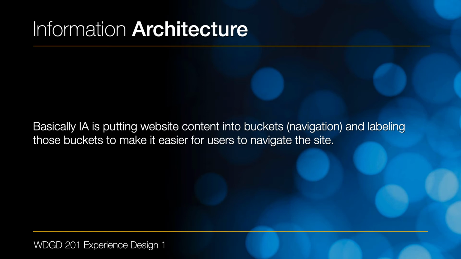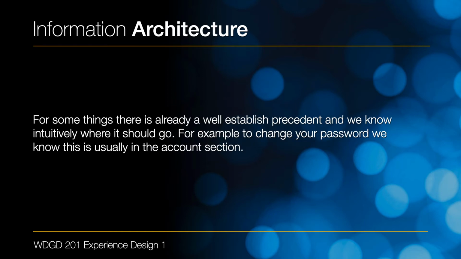So basically, IA is putting website content into buckets, which are navigation, and labeling those buckets to make it easier for users to navigate the site. For some things there's already a well-established precedent, and we know intuitively where it should go. For example, change your password. We know this usually is in the account section of a website.